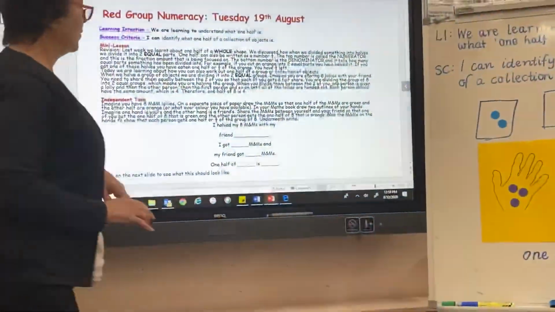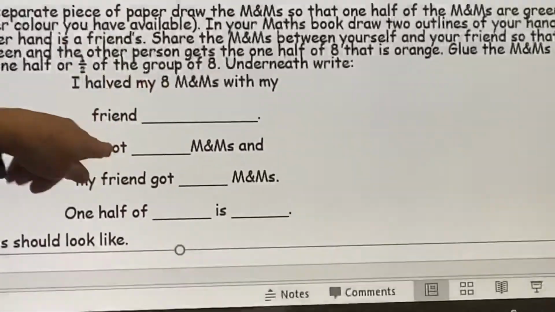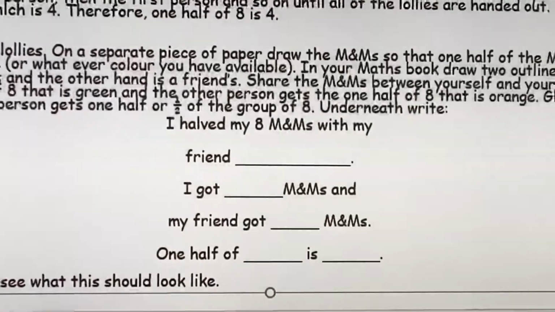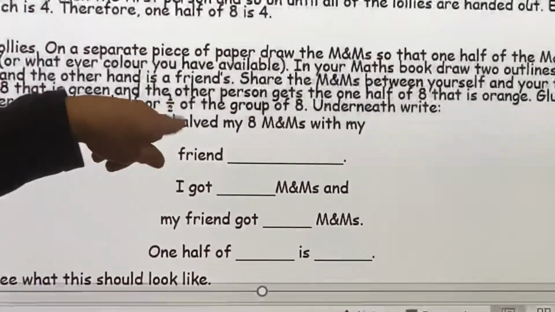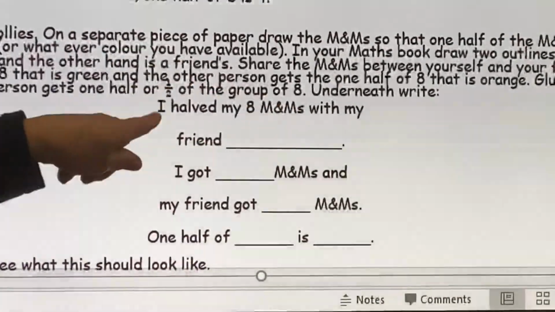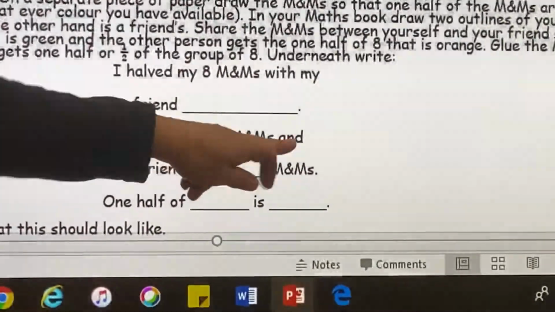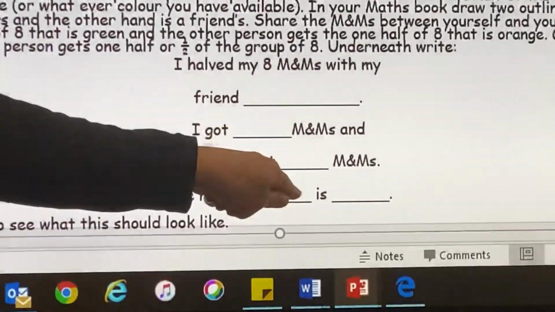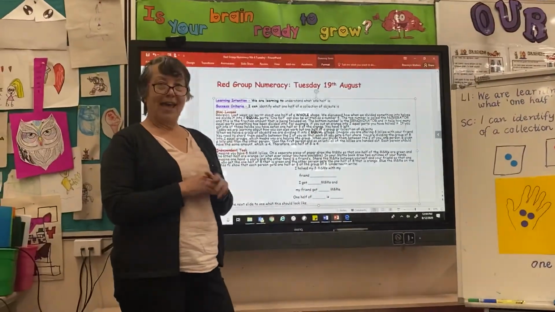So if we have a look on the board, once you've done this in your maths book, then underneath that you're going to be writing this out. You're going to do the same activity, but instead of using 6 M&Ms, you're going to do 8. And then underneath you will write, I halved my 8 M&Ms with my friend, whoever your friend is. I got, and you need to work out how many M&Ms you got and how many your friend got. And then you need to fill in 1/2 of 8 is, and then write the answer in. So good luck with that. Have fun.